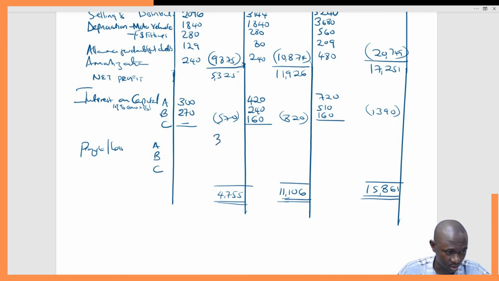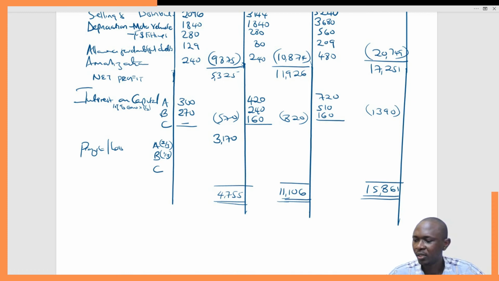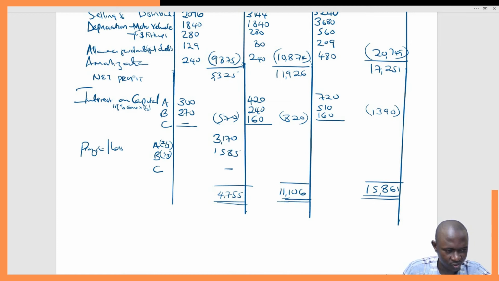So 3,170. And then B will get a third, as the ratio was 2 to 1. So 1 divided by 3 times 4,755 gives us 1,584.99, roughly 1,585. And of course, this one was not part of the team. So that's how it ends.